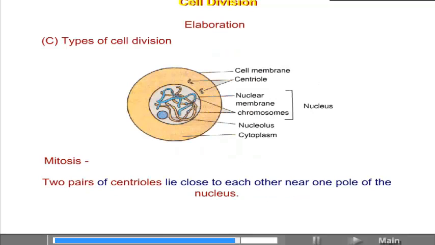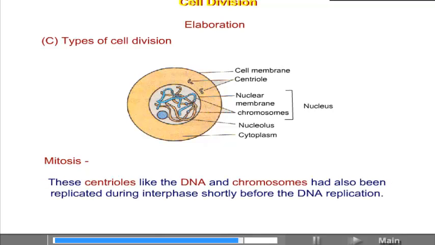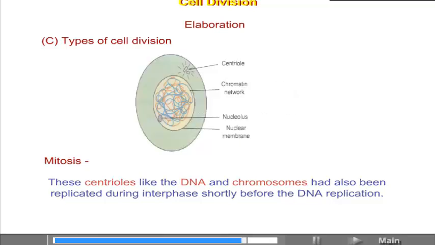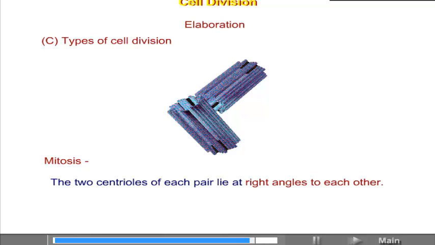Two pairs of centrioles lie close to each other near one pole of the nucleus. See the diagram. These centrioles, like the DNA and chromosomes, had also been replicated during interphase shortly before the DNA replication. Each centriole is a small cylindrical body about 0.4 micrometer long and about 0.15 micrometer in diameter, consisting mainly of 9 parallel tubular structures arranged in the form of a cylinder. The two centrioles of each pair lie at right angles to each other.